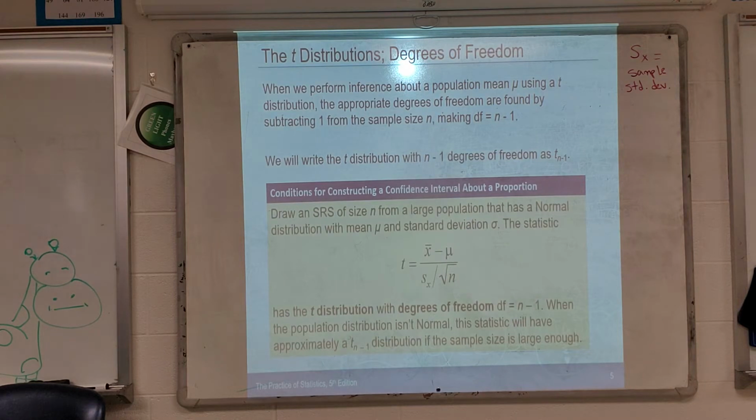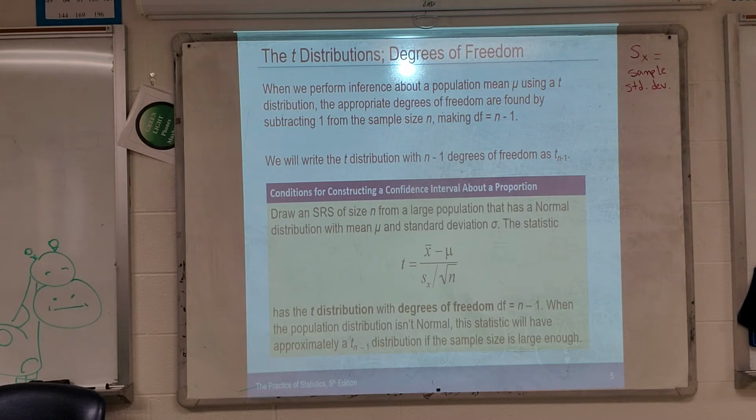So the t distribution and degrees of freedom. When we perform inference about a population mean mu using a t distribution, the appropriate degrees of freedom are found by subtracting 1 from the sample size. Don't ask me why, please, because I really can't tell you why, and getting into that reason will take us a while. For a t distribution, the degrees of freedom is n minus 1. It's the sample size minus 1.